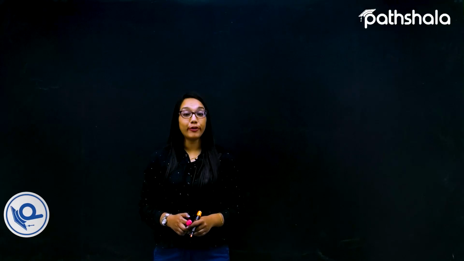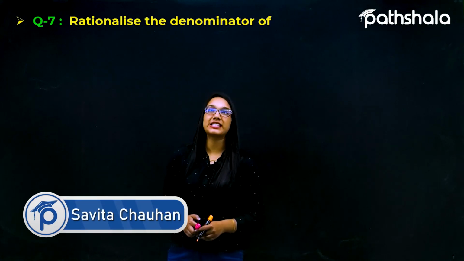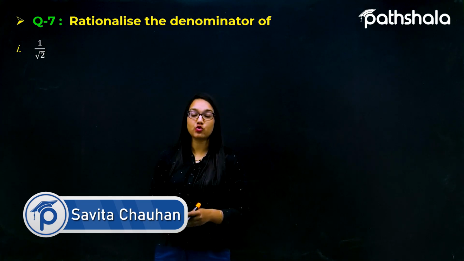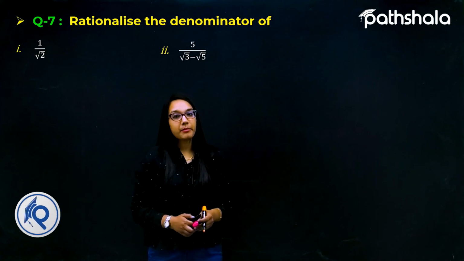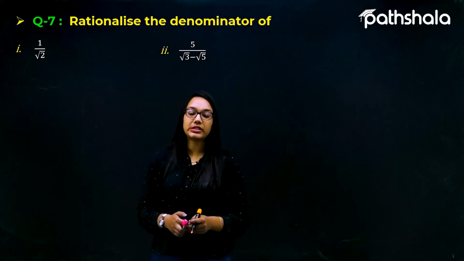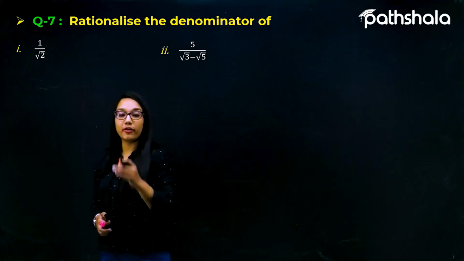So let's move further toward question number 7, which says: rationalize the denominator of the very first part, which is 1 by root 2, and the second part, which is 5 by square root 3 minus square root 5. So let's start rationalizing the denominators of these numbers.